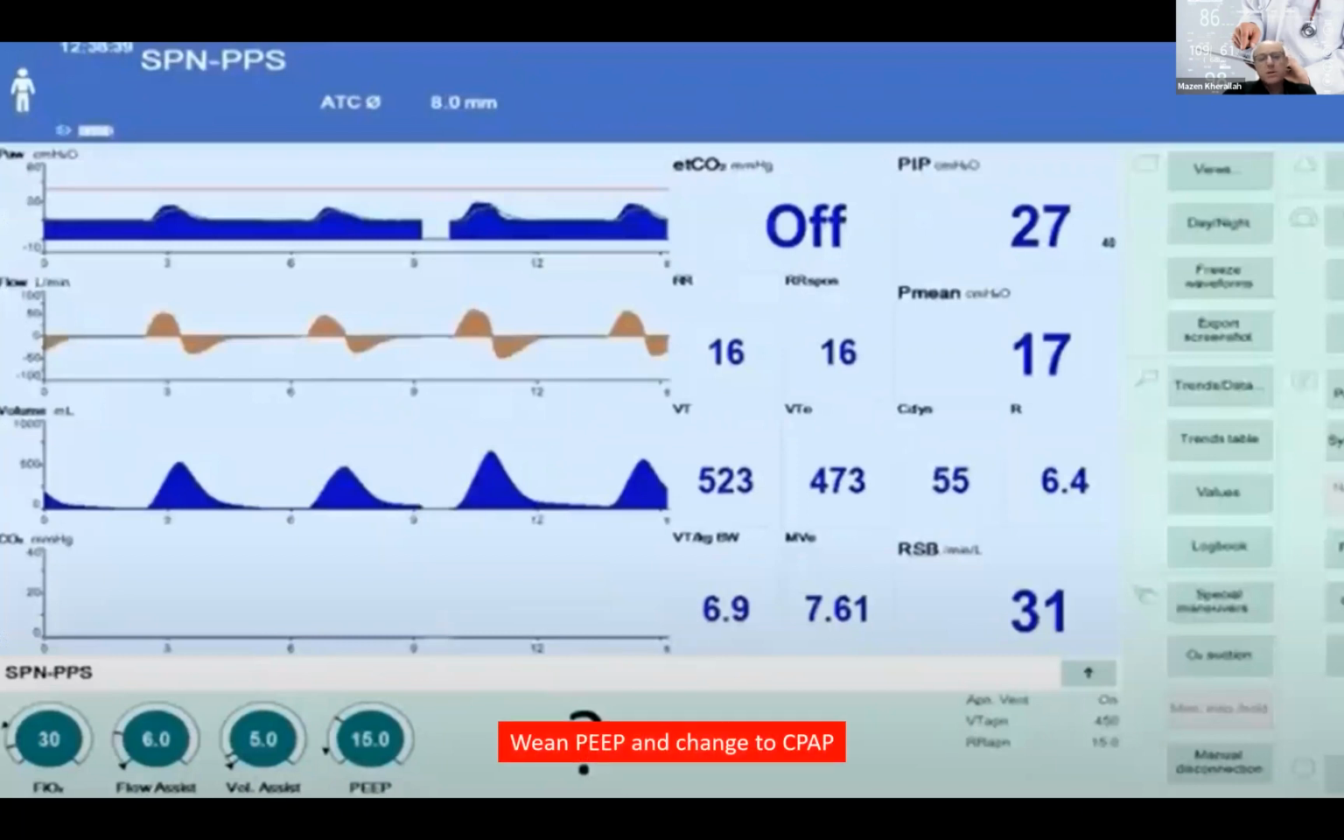This patient looks great actually with RSPI 31 and the tidal volume 523. Look how nice the waves are. You need to start weaning this patient. Go gradually, and he's very close to weaning. This is flow assist of 6 and volume assist of 5. You may change to CPAP and see how the patient does and get him extubated.